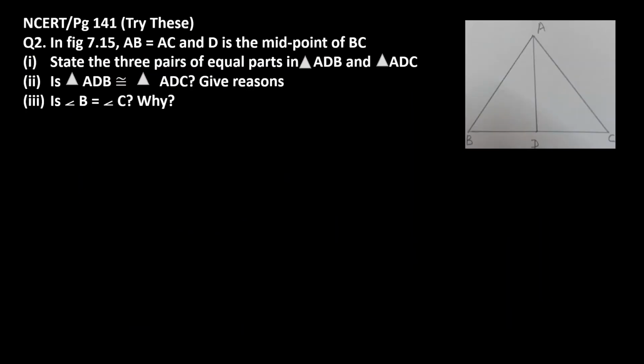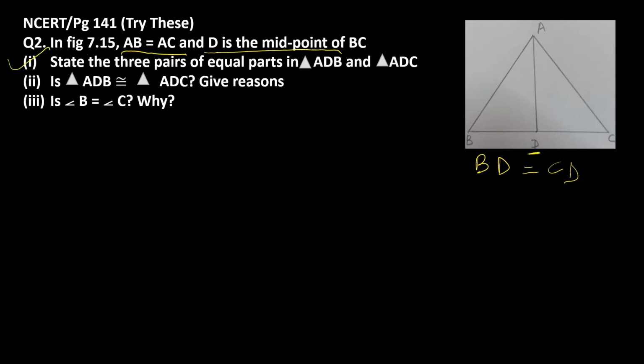Now let us come to the next question. Here we have a figure again where AB is equal to AC and D is given as the midpoint of BC. What is the meaning of midpoint? Midpoint means D divides the side BC into two equal parts, that is BD is equal to CD. So let us come to the first part.